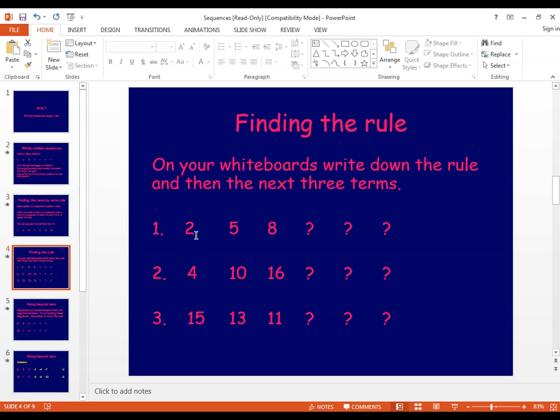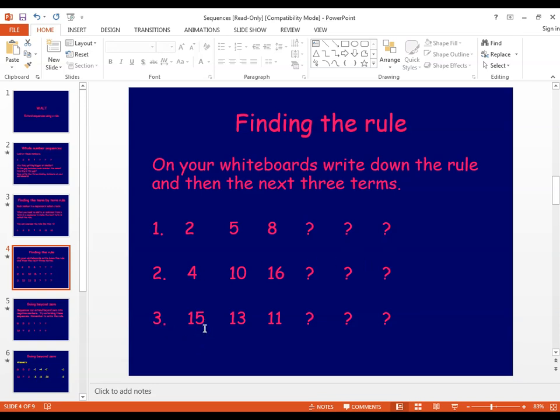So for number 1, every time the jump would be plus 3. So the next one we would give 11, add 3 would be 14, add 3 would be 17. Then just below, from 4 to 10, the jump would be 6. So from 10 to 16, the jump would be 6 again, so that would be plus 6. So 16 plus 6 would be 22, plus 6, 28, plus 6, 34.